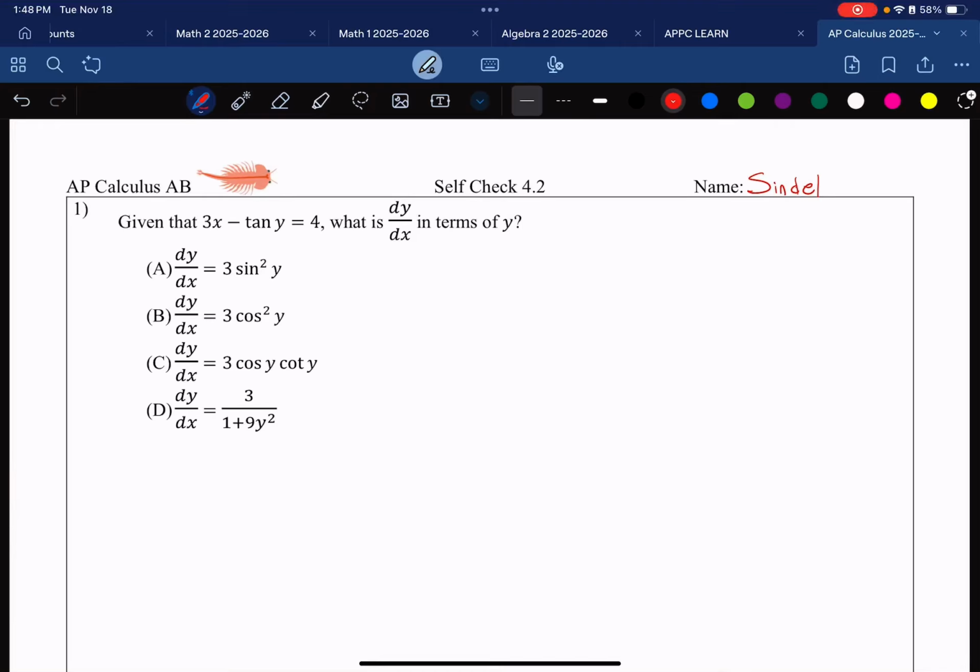This is AP Calculus AB. We are on self-check 4.2. All right, in number one, we're trying to find the derivative of y. So whenever we have the derivative of y, we need to take the derivative. So this one is a little bit tricky. We haven't done one of these in a while.